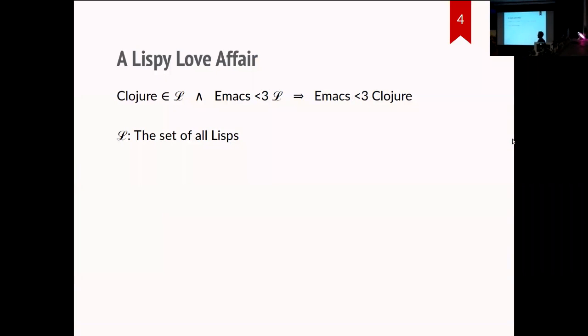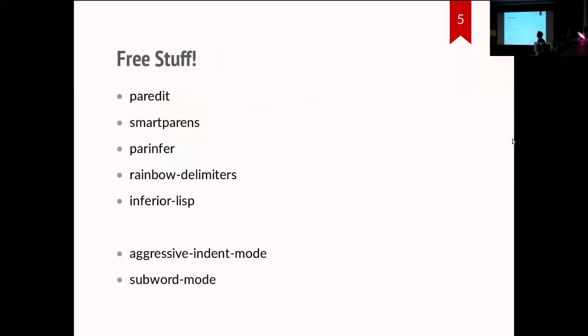A small formula, a small logical deduction. So L being the set of all Lisps, Clojure is a member of that set, so Clojure is a Lisp. This is a logical AND, so Clojure is a Lisp, and Emacs loves Lisps. That's also an axiom. So from that follows that Emacs loves Clojure. That's pretty clear, I believe.